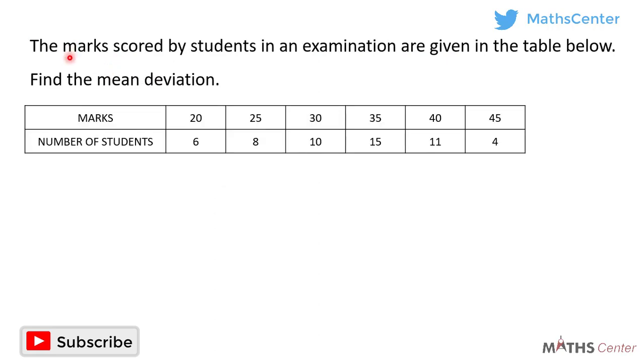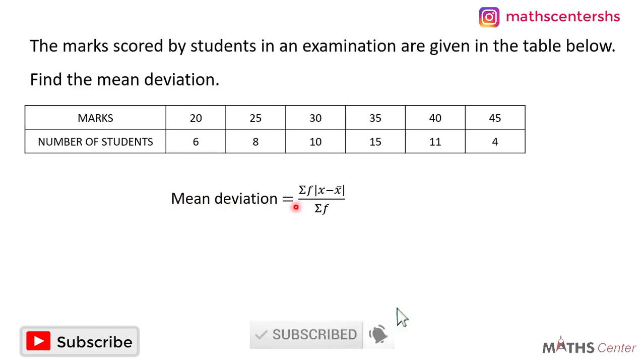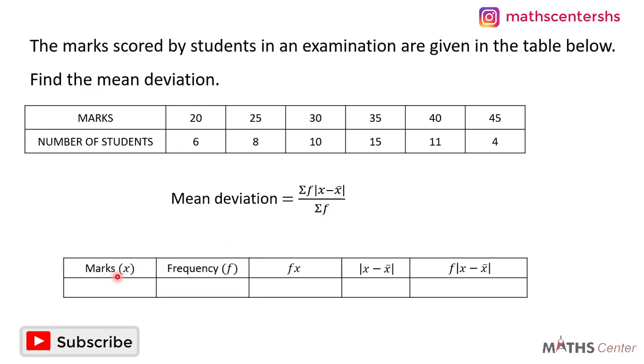Let's consider this question. The marks scored by students in an examination are given in the table below. Find the mean deviation. So in the table, we have the marks and the number of students who scored each mark. We have learned that to get the mean deviation, the formula we are going to use is sigma f times the absolute values of x minus the mean of x divided by sigma f. And so we are going to draw a 5-column table. The first column will be for the marks, which will give us the x values. The second column will be for the number of students or the frequencies, which will give us the f values.